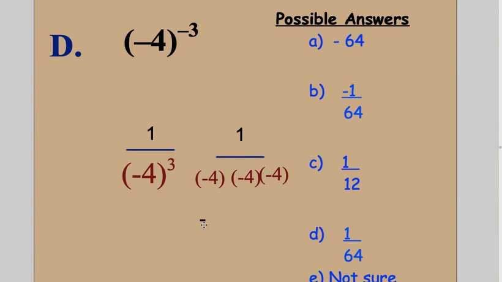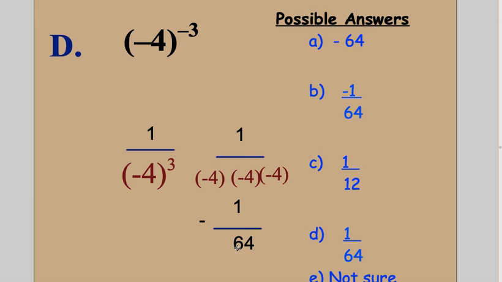And then on the bottom, I just do it like I did before, and I'm going to decide if it's negative or positive right off the bat, and I already decided it's a negative. And I believe 4 times 4 is 16 times 4 is 64, so the answer for B is correct.